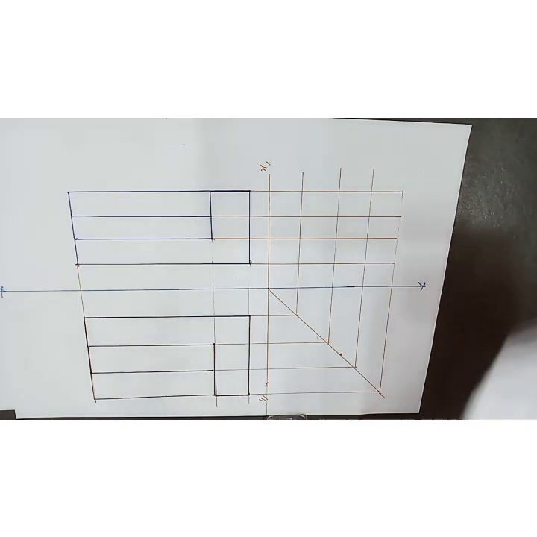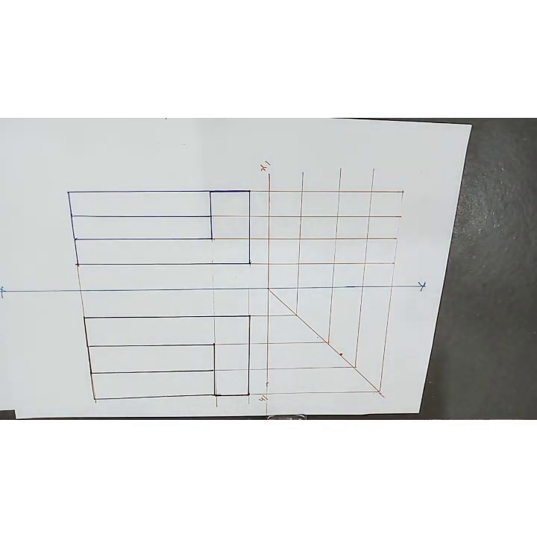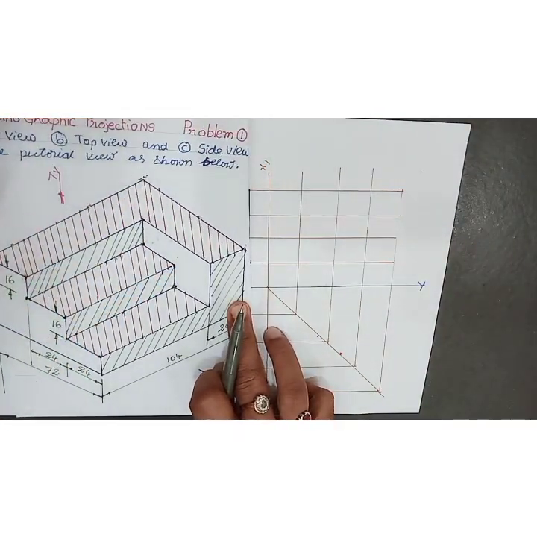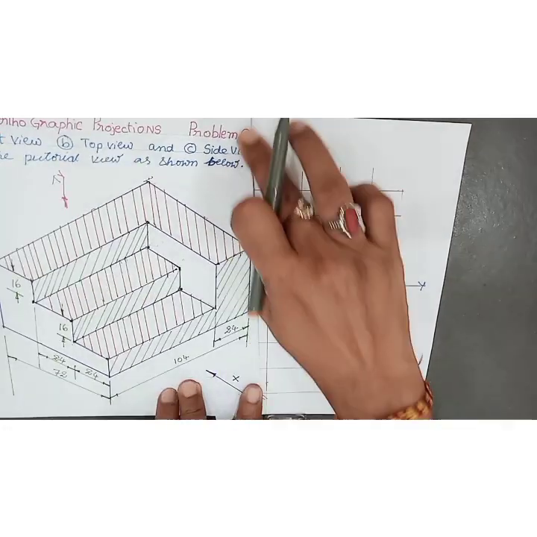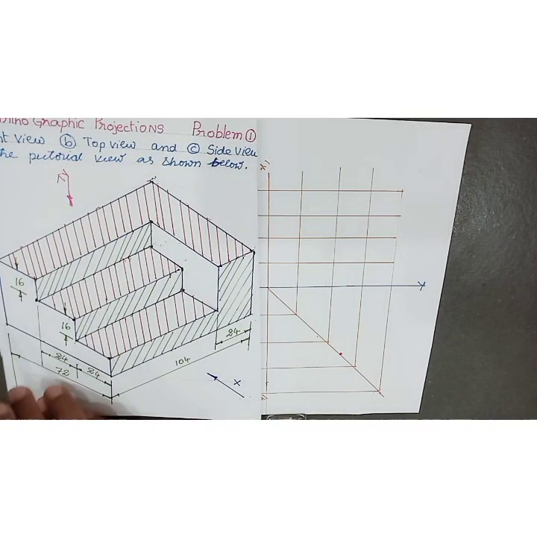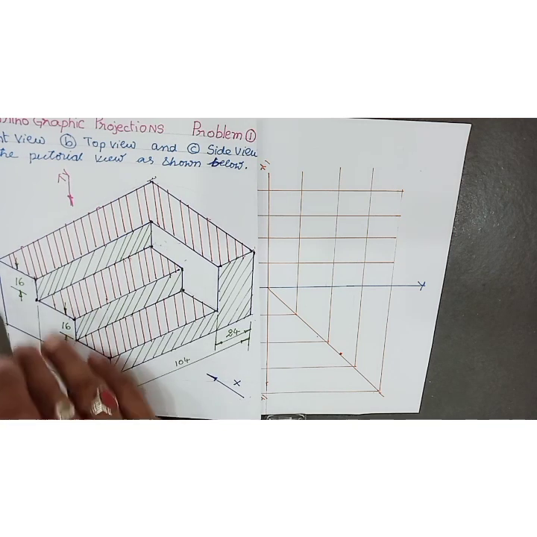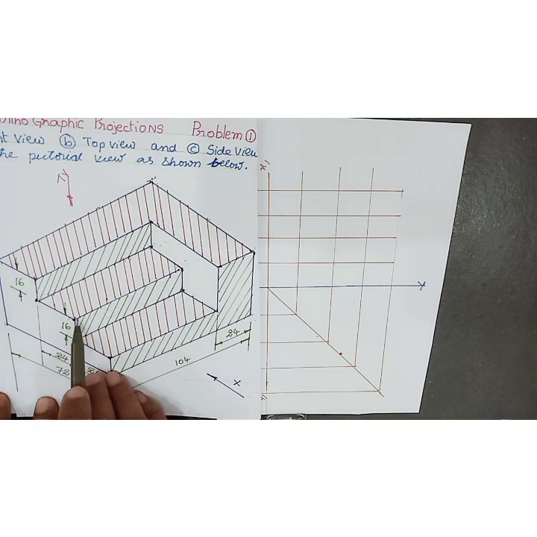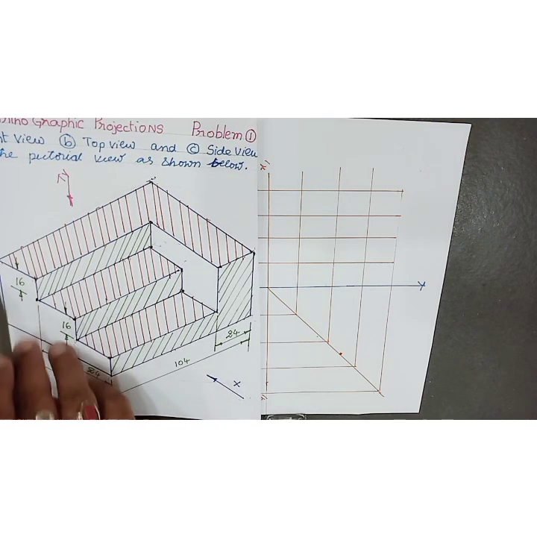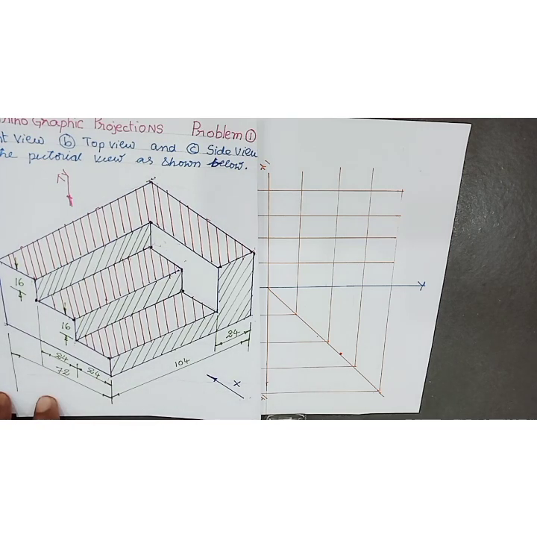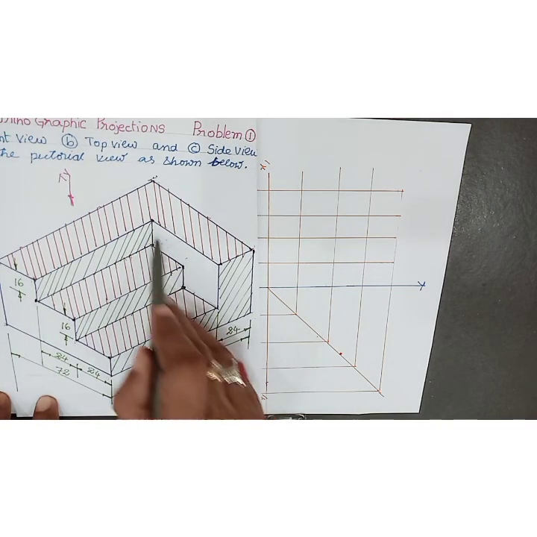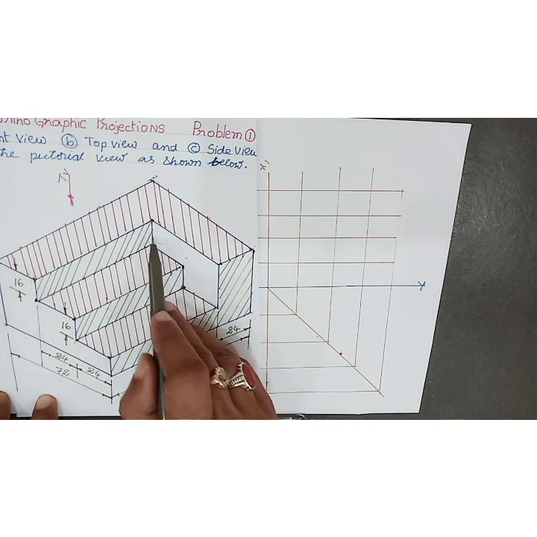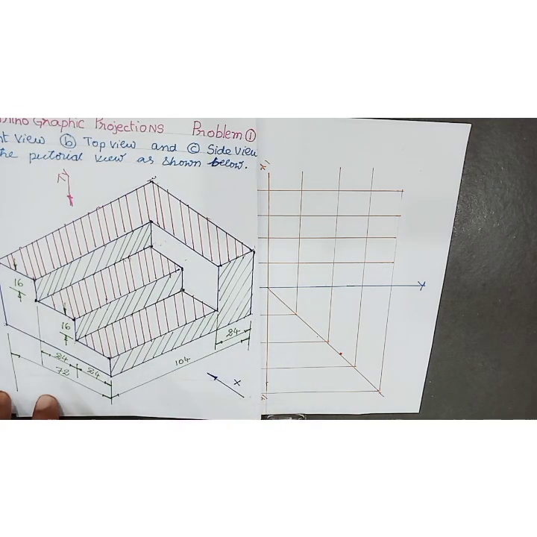After drawing the projectors, see the side view of the object. In the case of the side view, we are able to see this breadth and this height. This breadth, height, breadth, height, breadth, height, breadth, height. This particular non-shaded region is visible in the side view, and this particular breadth as 48 and height as 32 also visible.